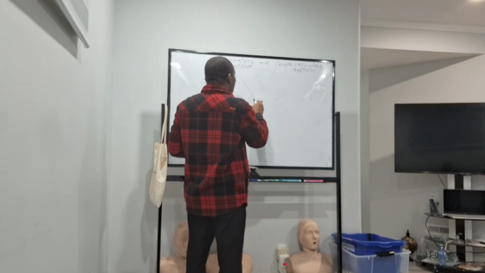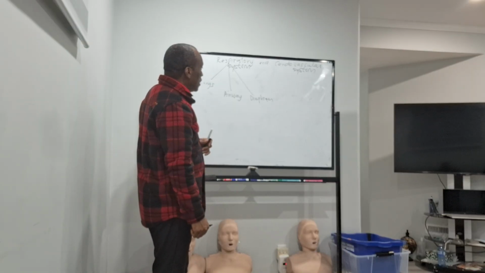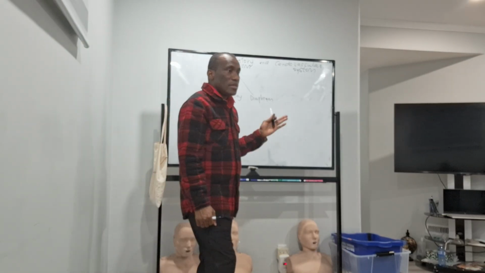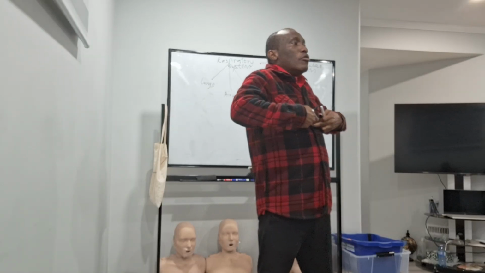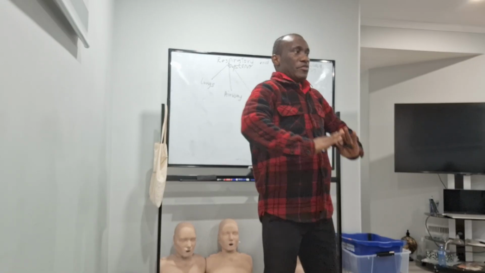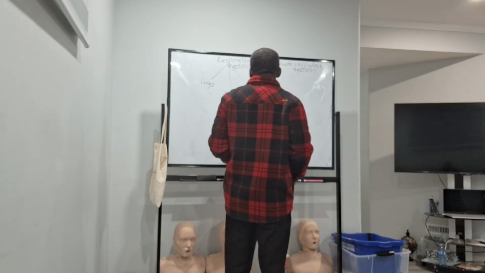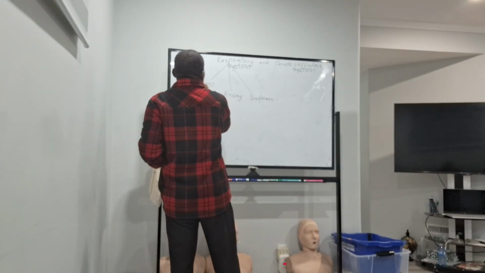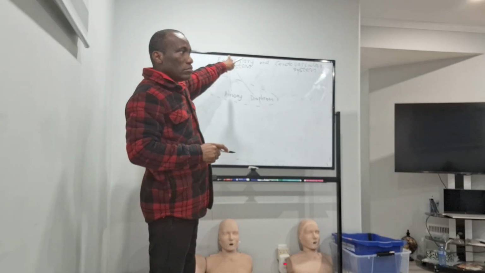And then you have the diaphragm, which is the biggest muscle for breathing. It is a dome-shaped muscle. When you breathe, it goes like this. That's the biggest muscle for breathing, the diaphragm. So any emergency that affects this is respiratory in nature.